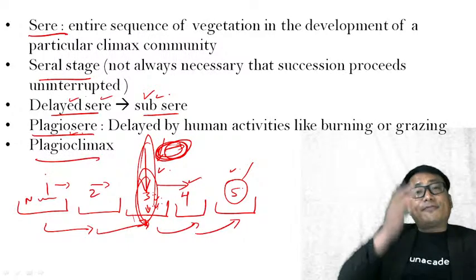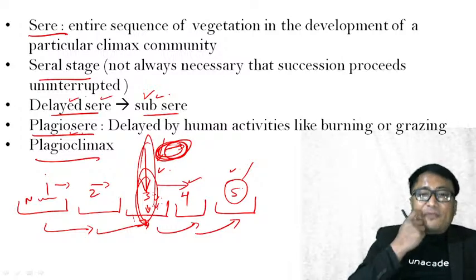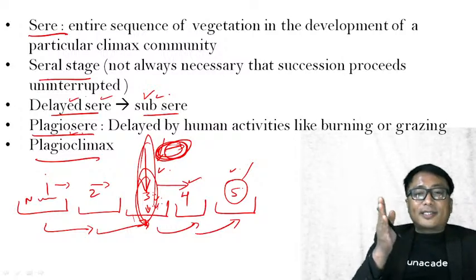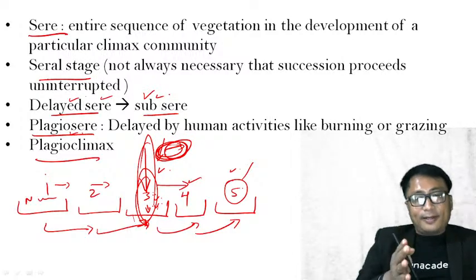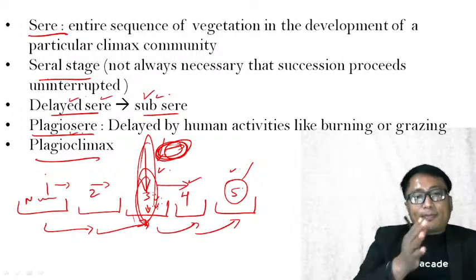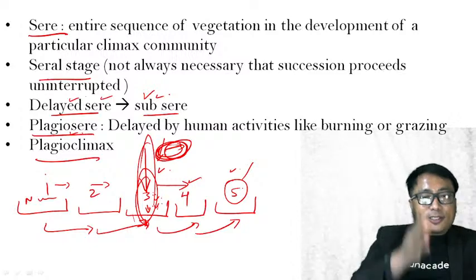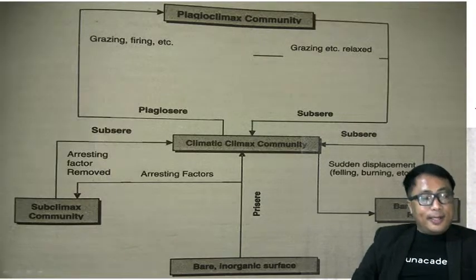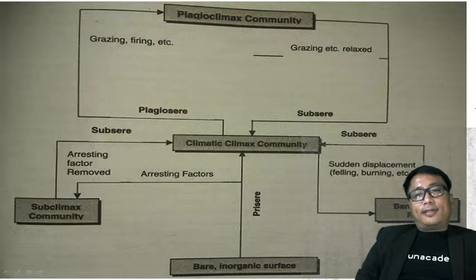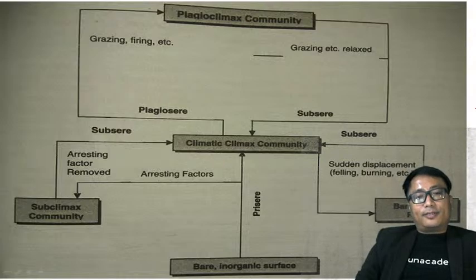See, climax is the final stage. But if the ecological succession is interrupted because of human activity and is stagnant at that particular stage, it is known as plagioclimax. The term is important, kindly remember. Kindly look at the diagram displayed in front of you. Kindly have a look. It is very, very simple and very, very important at the same time.